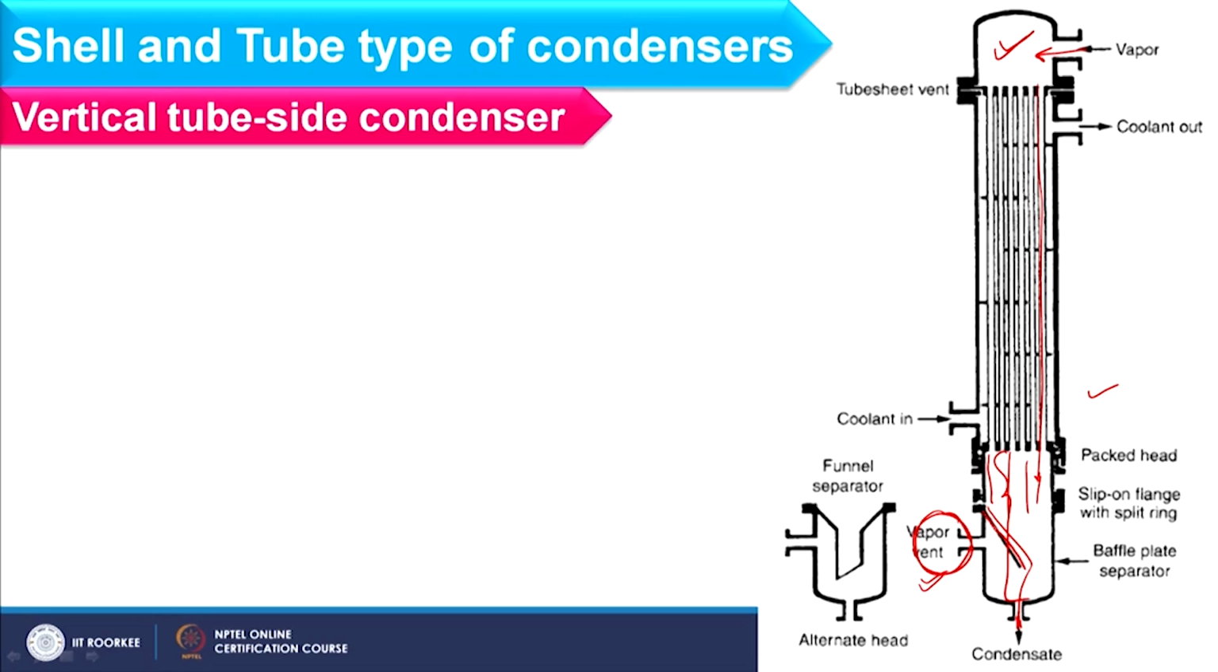and in some cases, instead of this inclined strip, we usually consider a funnel separator where condensate is collected from here and directly exits from this head, which we also call the alternate head. So, in this way the movement of condensate and vapor occurs in a vertical tube side condenser.